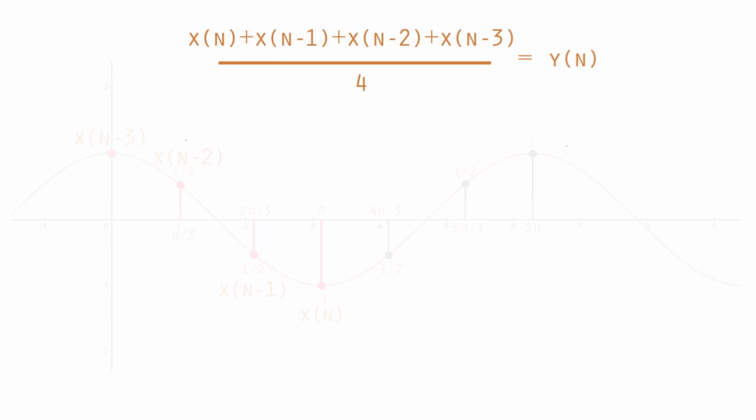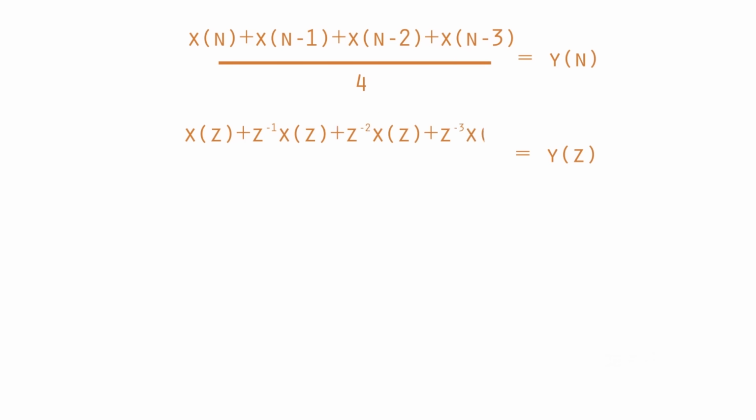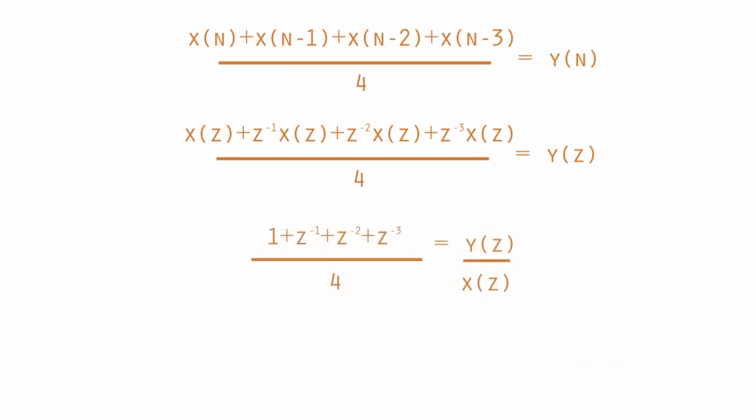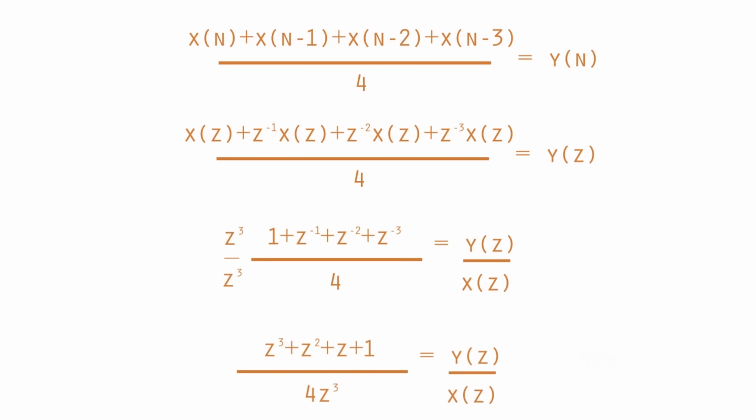Now doing the same thing backwards will change the x and y of n to x and y of z. When there's a minus 1, the z transform makes it z to the minus 1 x of z. Then -2 and -3 do the same thing with those corresponding exponents. Then since there's an x of z in every term, I can divide that out. And lastly, I'm just going to remove the negative exponents by multiplying by z cubed to top and bottom. This is the function that tells us everything we need to know.